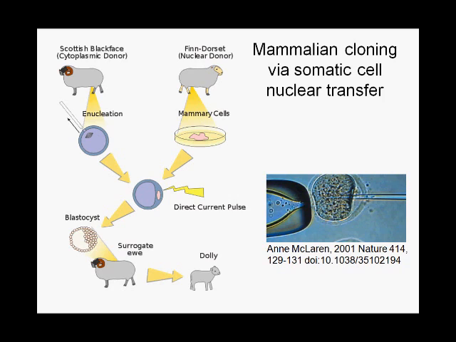So how was Wilmut able to do this? He essentially used a very similar procedure as had been used for frogs. He took eggs from sheep, so he took sheep eggs and again enucleated them, took out the nucleus from the sheep egg to produce an empty sheep egg. Now he took udder cells, mammary cells, from a sheep of a different genotype. Okay, this is a Finn Dorset, and he cultured these mammary cells.